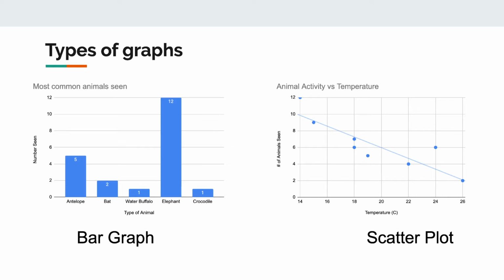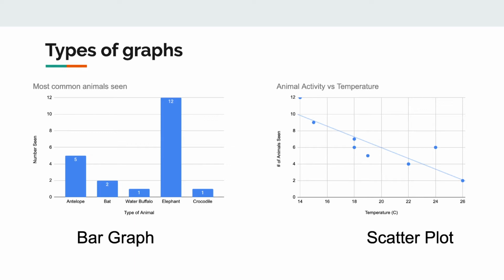As you can see in my example, I have a bar graph where I'm graphing the number of different animals seen. On the vertical axis, I have the number of times I saw an animal, and on the horizontal axis, I have the type of animal. Your horizontal axis could be the type of animal, or maybe the type of behavior you observed.